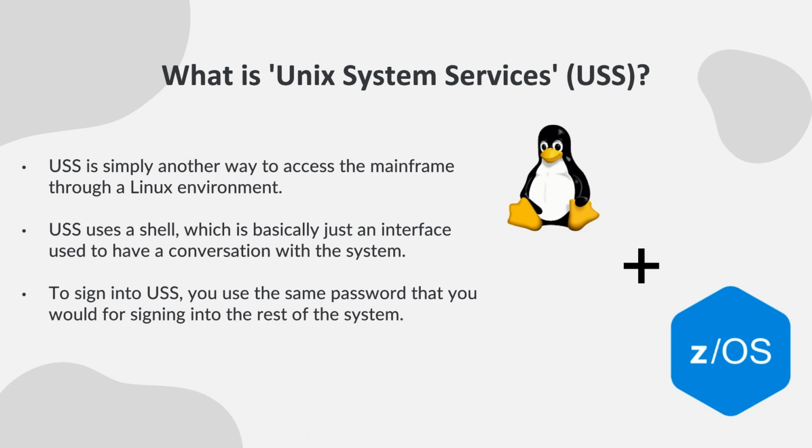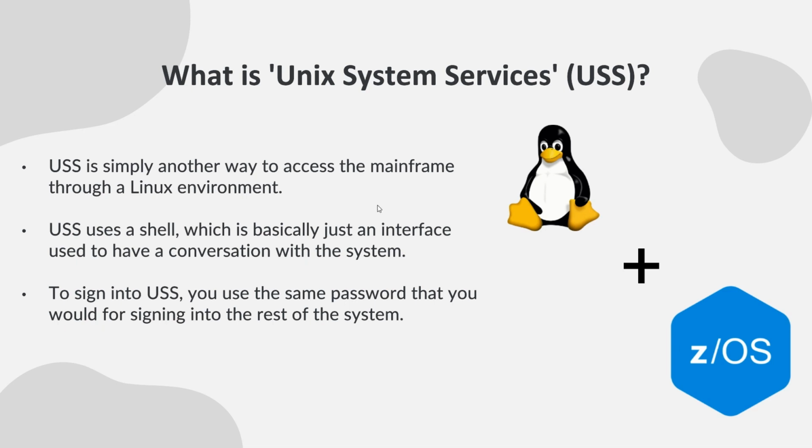All right, Unix System Services. So, what is Unix System Services? Well, if we've been using VS Code, that is one way to access the mainframe, right? Unix System Services is simply another way to access the mainframe, but you get to do it through a Linux environment. So, if you're a terminal wizard, with Vim and all these cool sudo commands, then this is for you. Okay, you can see this penguin right here holding his foot. That is the Linux mascot.